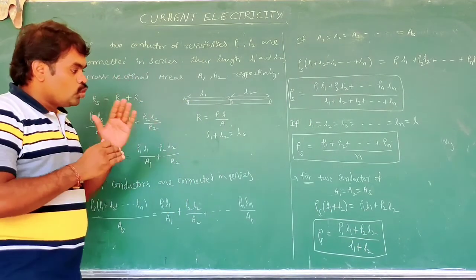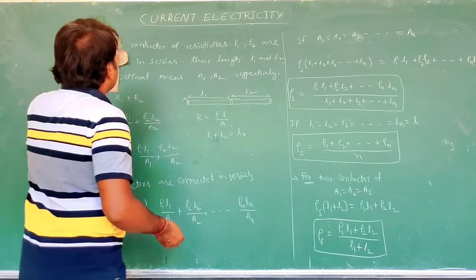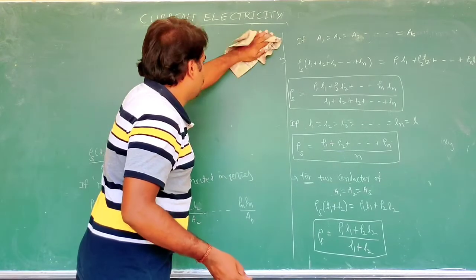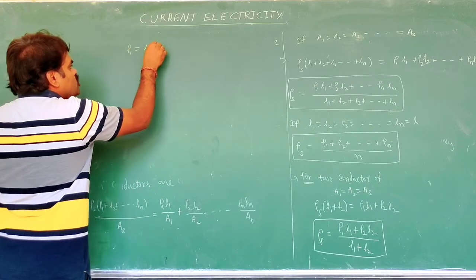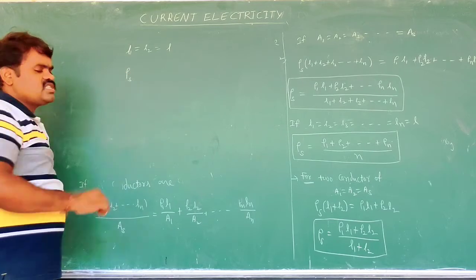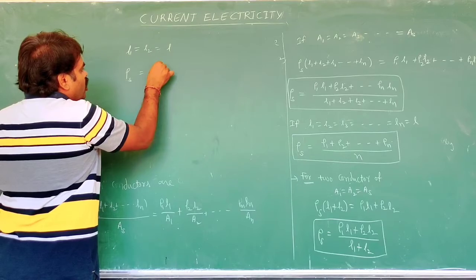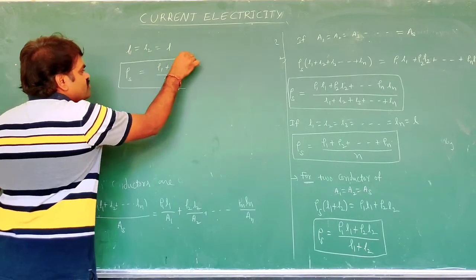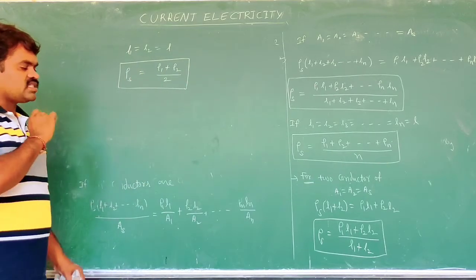If the two conductors are having equal lengths, that is L1 is equal to L2 is equal to L, then what about two conductors of resistivity in the series combination? Rho S is equal to, we write, rho 1 plus rho 2 by 2. This is for the series combination of resistivities.